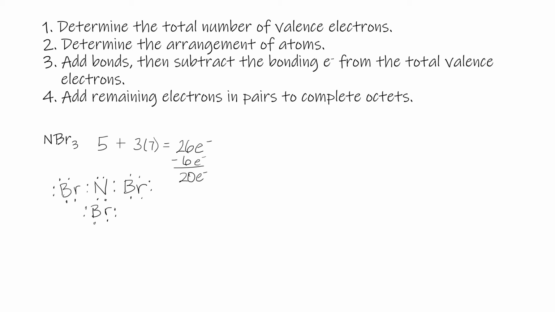Let's look at one last example. We're going to look at H2CO. We'll start out by determining the total number of valence electrons. There are 2 hydrogens. Each hydrogen has 1 valence electron, so we get 2 valence electrons from the hydrogens. Carbon is in group 4A. It has 4 valence electrons. Oxygen is in 6A. It has 6 valence electrons. So 2 plus 4 plus 6 gives us a total of 12 electrons to place. In this molecule, carbon is going to be our central atom. Oxygen, I'll put here, and hydrogen on each side.